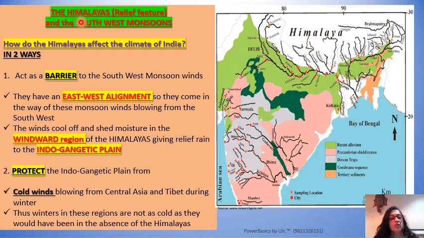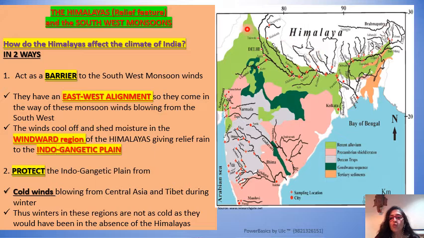Now, how do the Himalayas, a very important relief feature, interact with the southwest monsoons, and how do they affect the climate of India? These are the Himalayas here. Southwest monsoons are coming from here as well as from here. Two branches, the Arabian Sea branch and the Bay of Bengal branch. The Himalayas affect the climate of India in two ways. They act as a barrier to the southwest monsoon winds. Yes, we know that. The monsoon is coming from here, and from here they have a barrier.